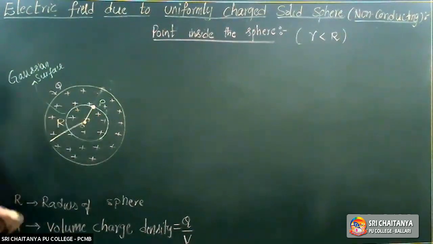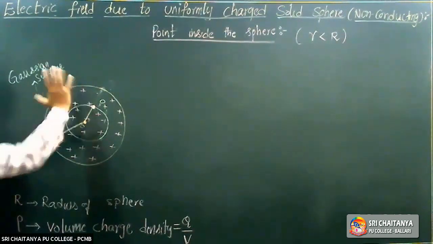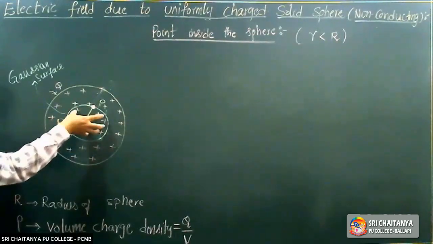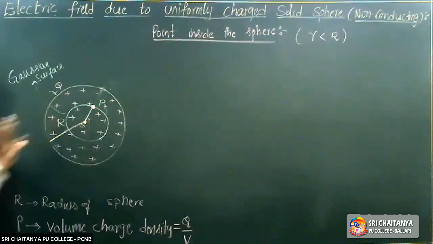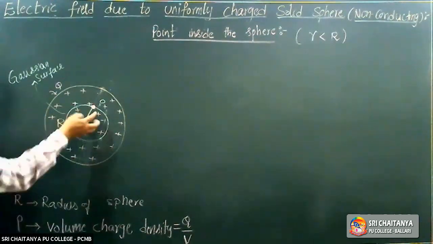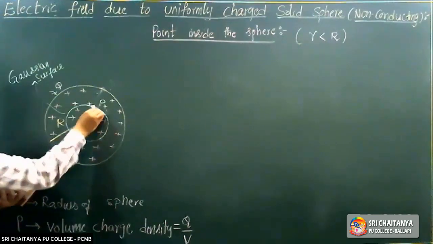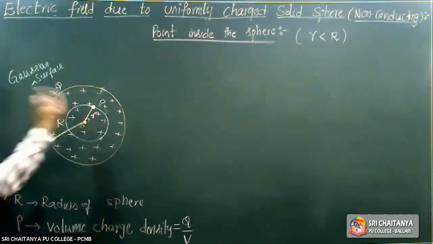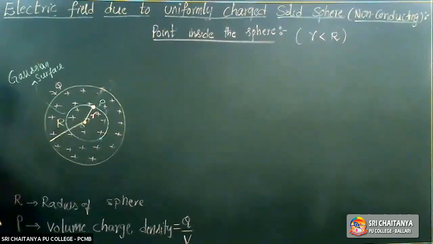If you see this Gaussian surface, it has come in. So what is Q enclosed? Is it the total Q? See the diagram. Only some part of the charge is enclosed. This Gaussian surface is also like a sphere whose radius is r. It includes only some amount of charge. That is the charge enclosed, right?